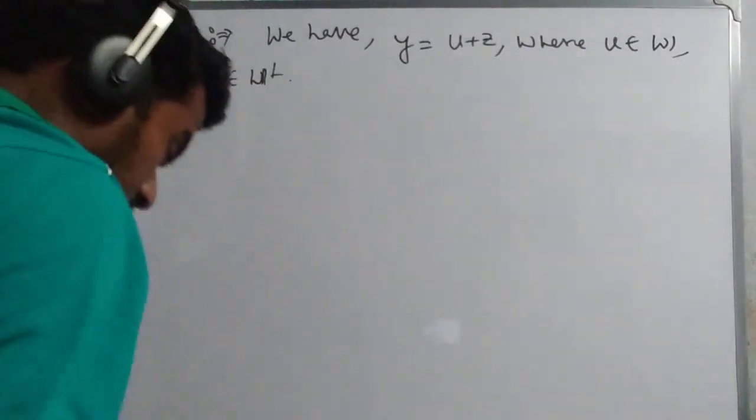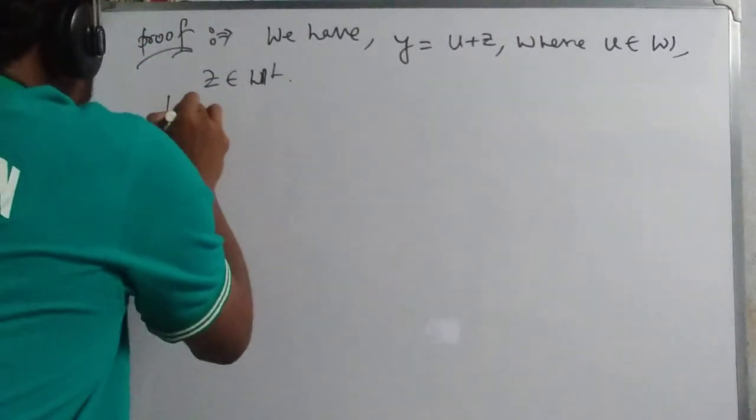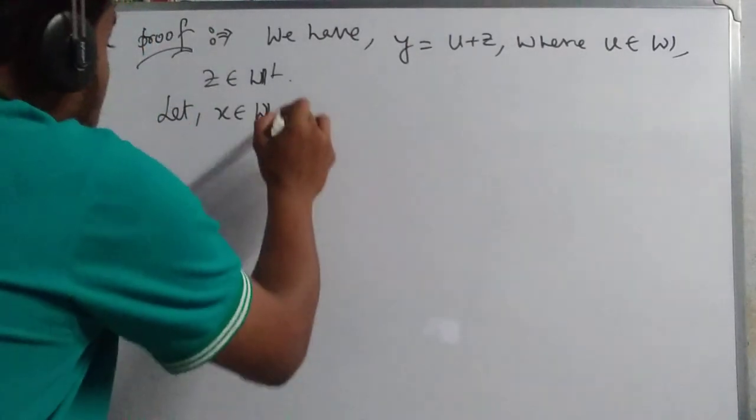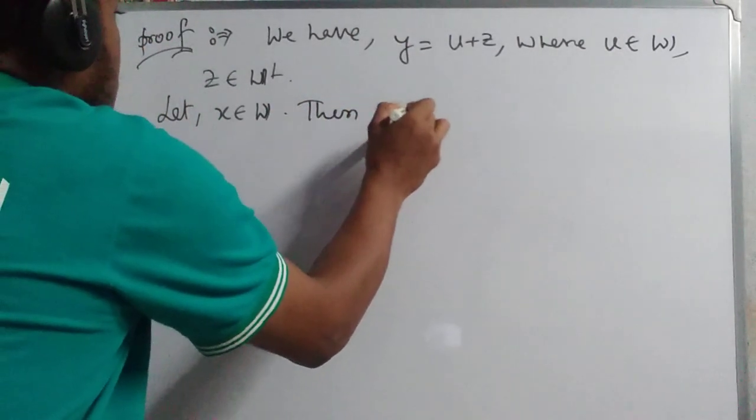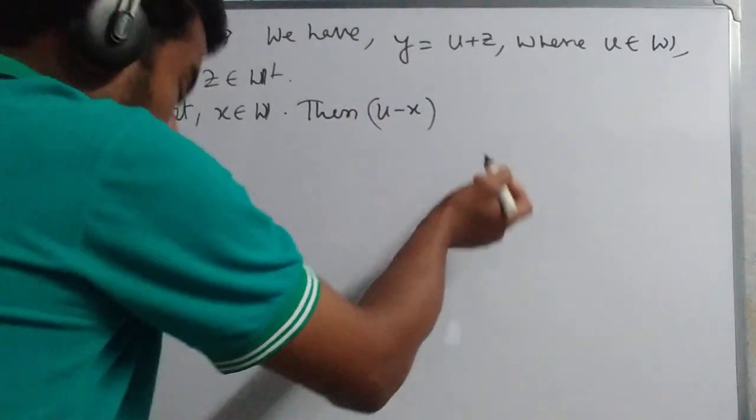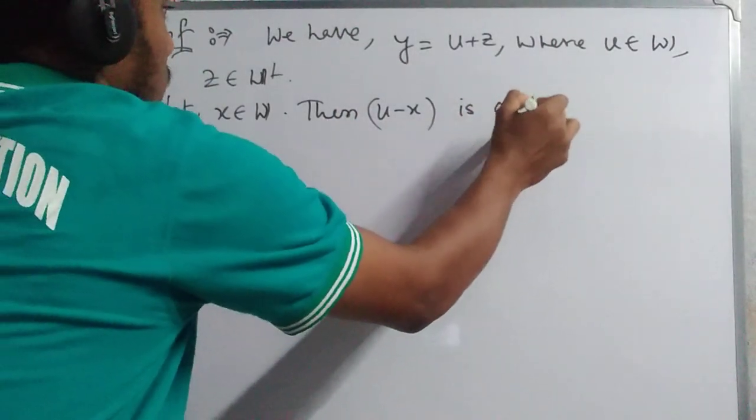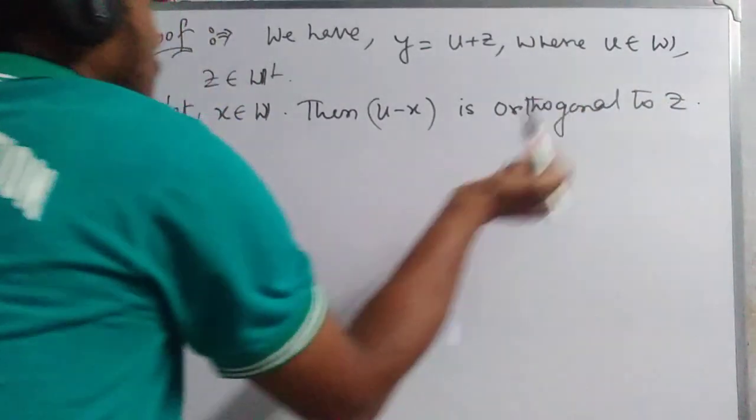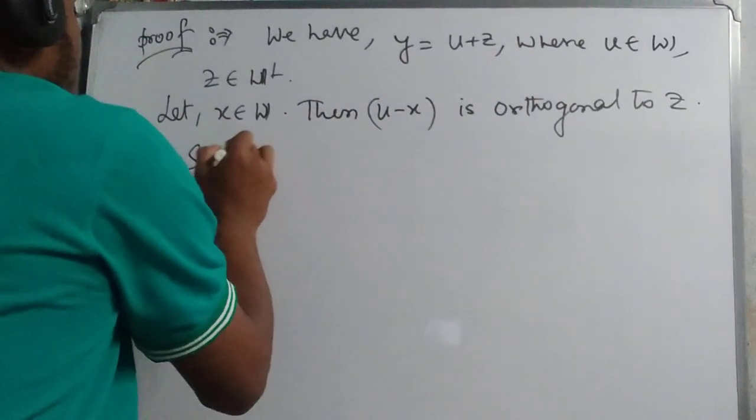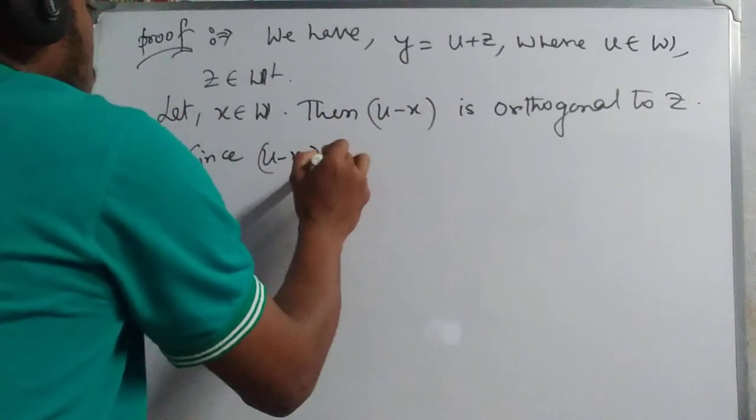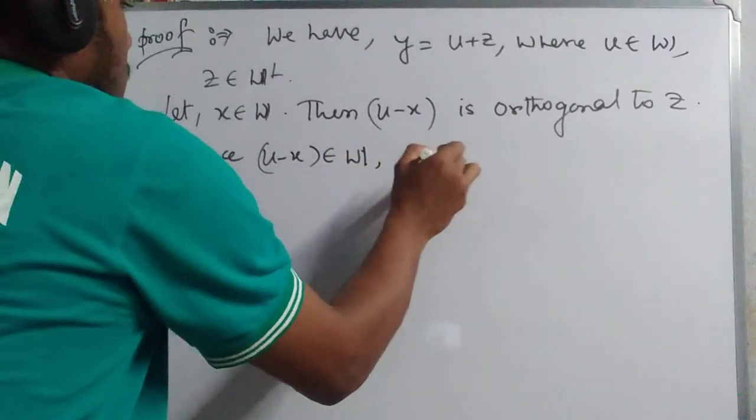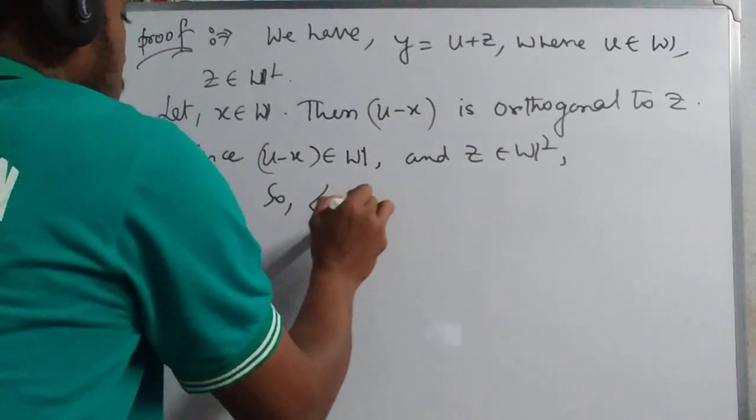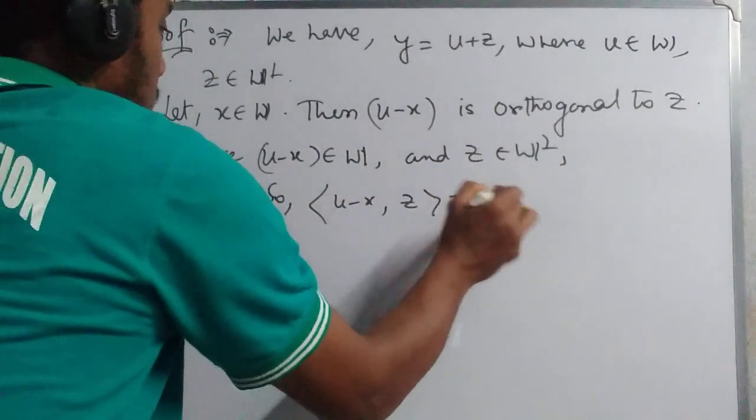Let x belong to W, and then what happens? Then u minus x obviously belongs to W and is orthogonal to z. This one is too easy, since u minus x belongs to W and z belongs to W perp. So the inner product of u minus x and z is 0. Understood?